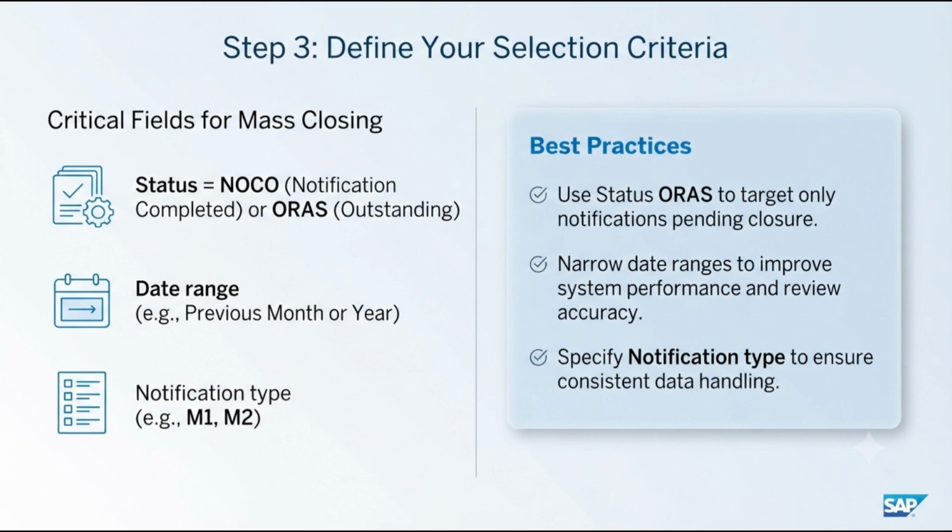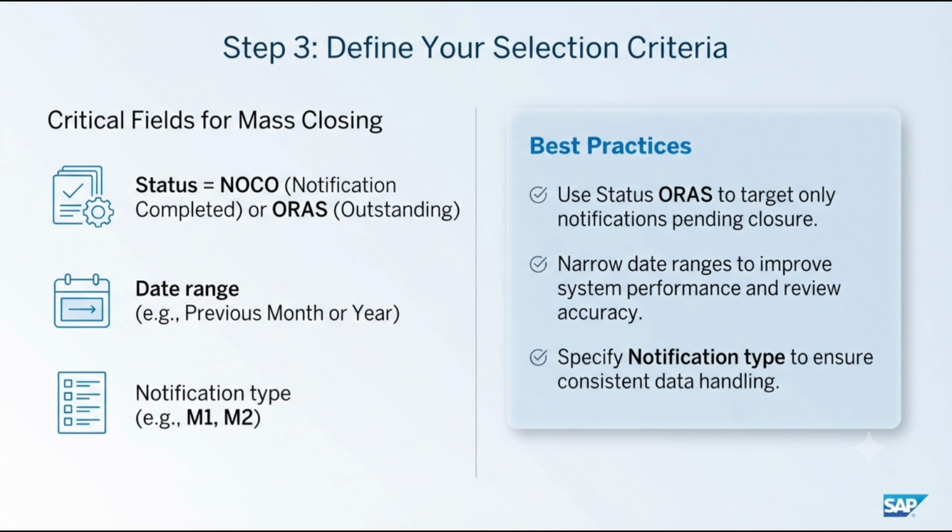Start by restricting the notification type if you work with specific categories. Use functional location or equipment ranges when you want to close notifications for a particular area of the plant. Always include a status selection so that only notifications that are ready for completion appear. Date ranges are very useful for limiting the selection to a recent period.